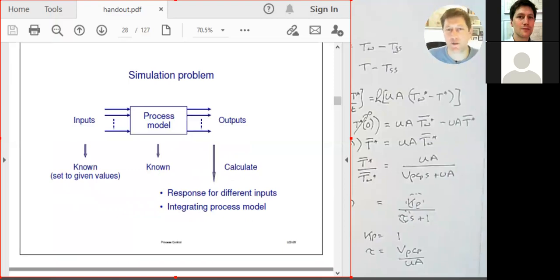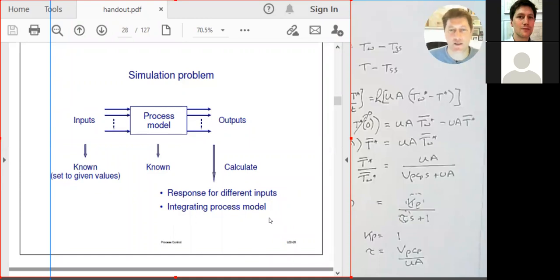So just to be clear, what we're not trying to do at the moment in this course is a simulation problem. Simulation is where you have inputs, a process model, and outputs. And really that's about where we know what's going to change for our inputs. We know what the process model is. Can we calculate everything that's going to happen to our output? Typically that would be done through integrating the process model, by solving the differential equations themselves in the time domain. And that's what you do with programs like HYSYS and the like.